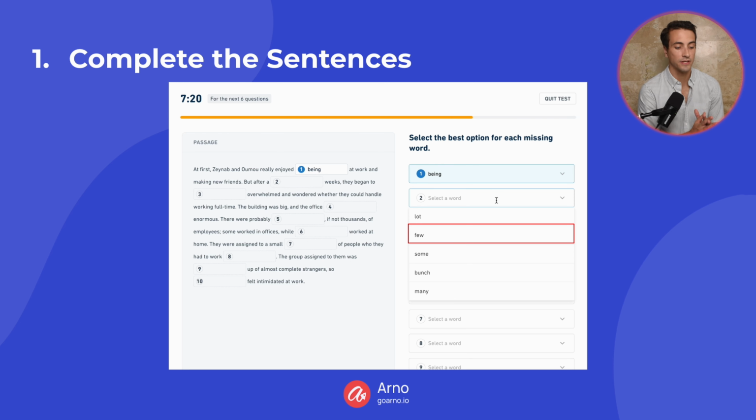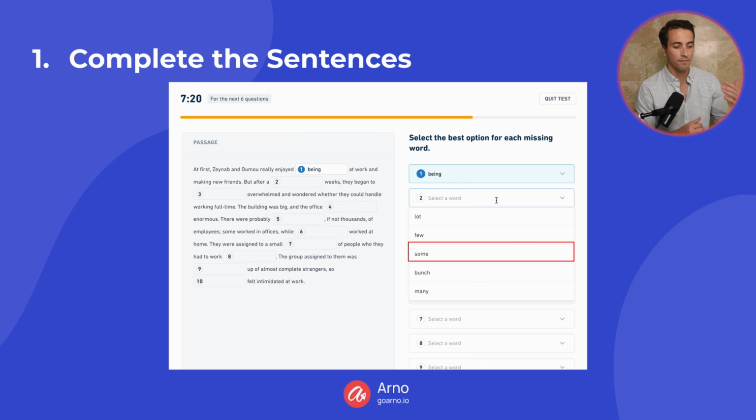Option number 2 is few. But after a few weeks, they began to blank, overwhelmed, and wondered whether they could handle working full time. Is that grammatically correct? Yes, that is grammatically correct. Does it make sense in the passage? Yes, it makes sense. This is a common phrase: after a few weeks, or a few days, or a few years. So this is a very promising option, but let's eliminate the other ones and make sure there isn't an even better answer.